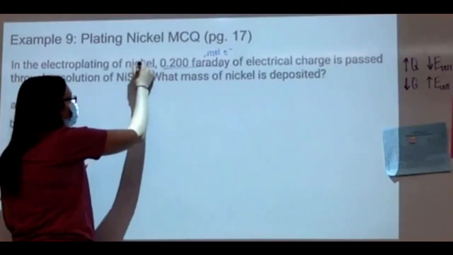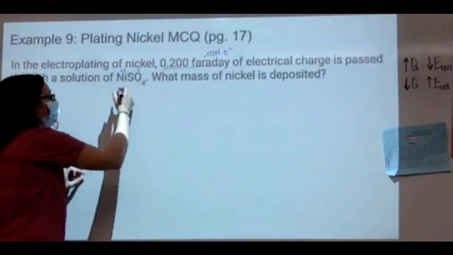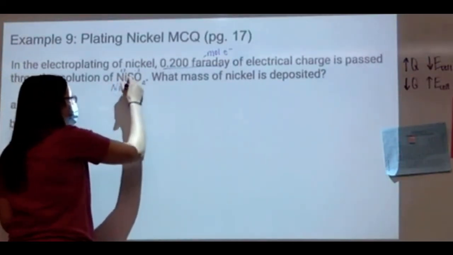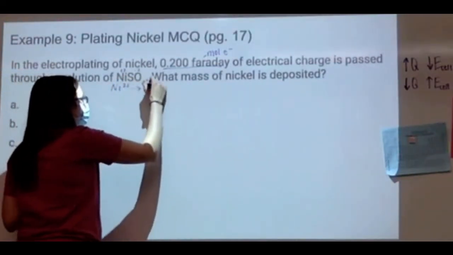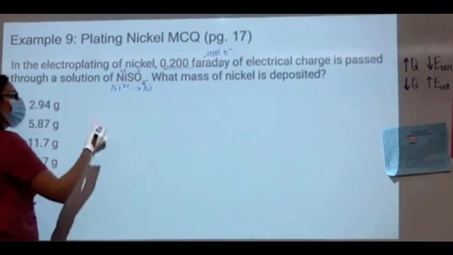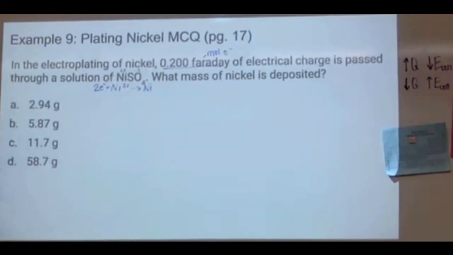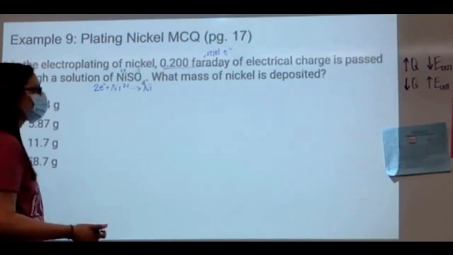So I know that SO4 is -2, so Ni must be +2. So here we have Ni2+ yields Ni. We're taking the cation, reducing it to form the solid. Well, you need to make sure that it's balanced in terms of charge. So we need 2 electrons for every 1 Ni2+ cation.